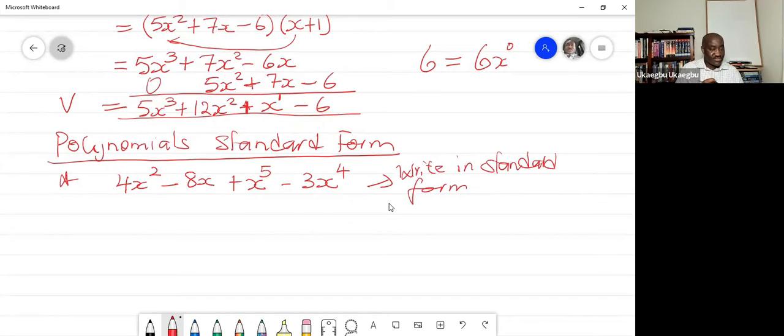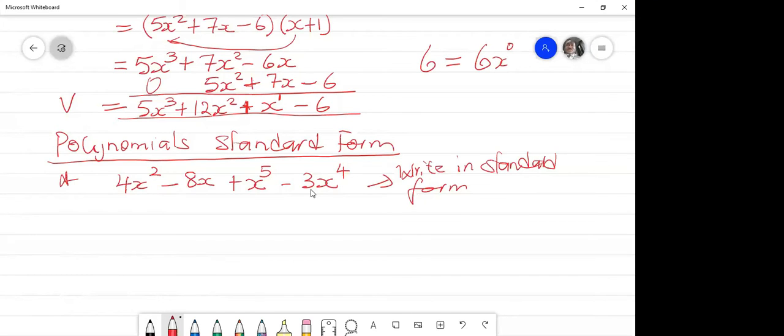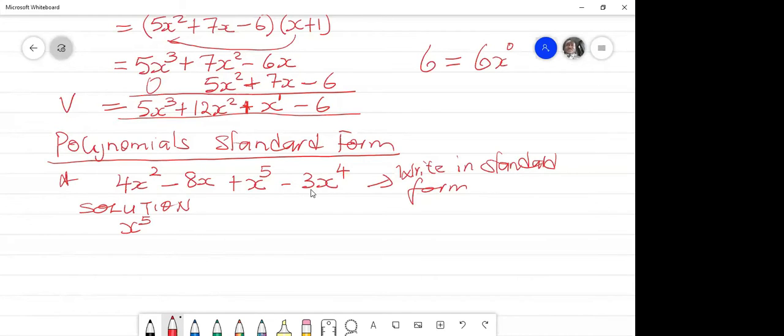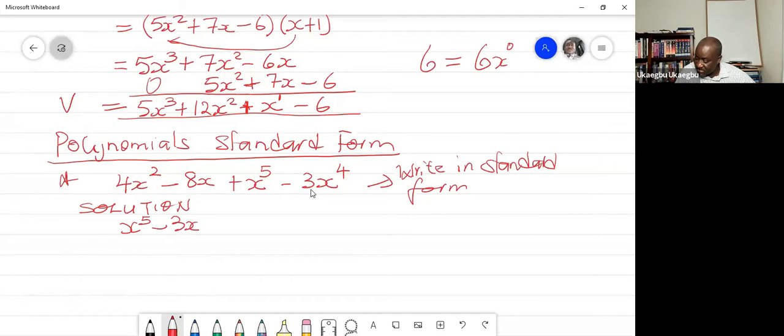You see? Now from what I just said, the standard form shows the leading coefficient. So right here, what is the one that has the highest exponent? X raised to power 5. So in order to do that, we can just write our solution. We start with x raised to power 5, followed by which one? Negative 3x raised to power 4, and then followed by 4x cubed minus 8x.